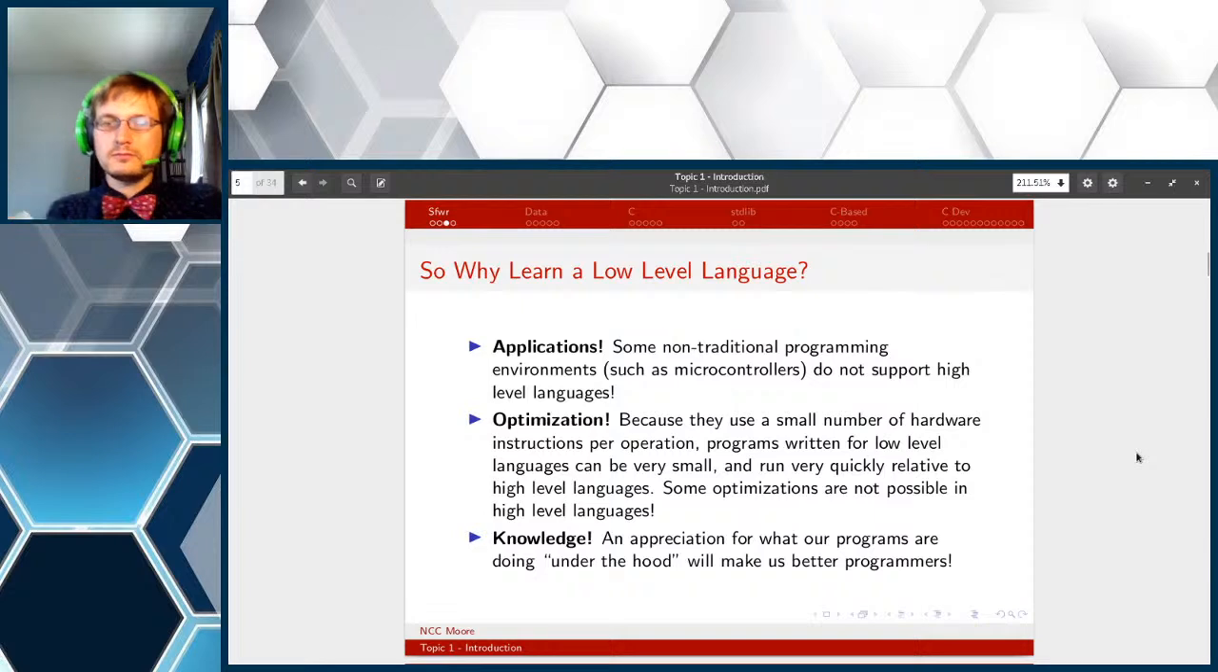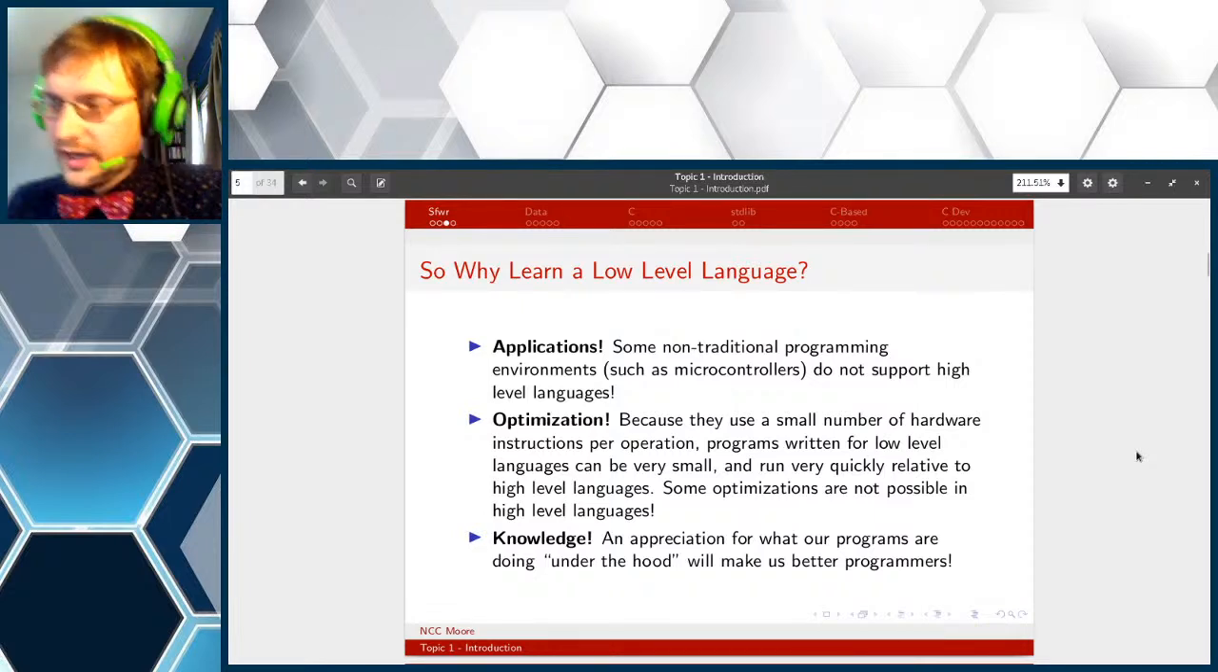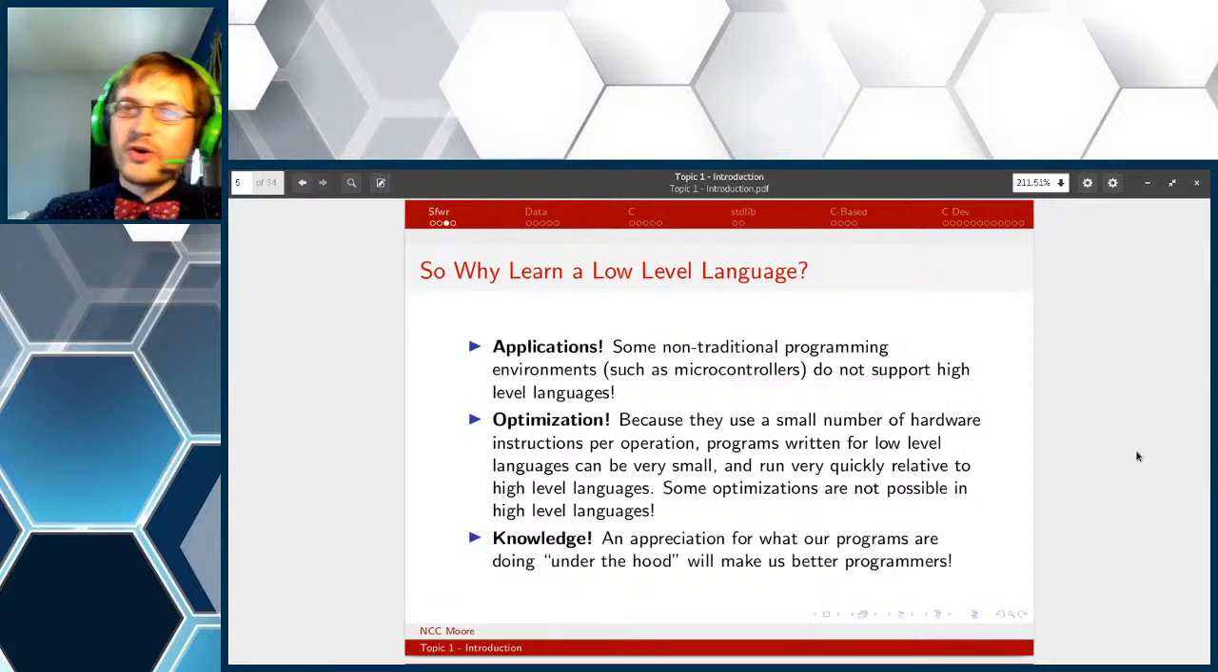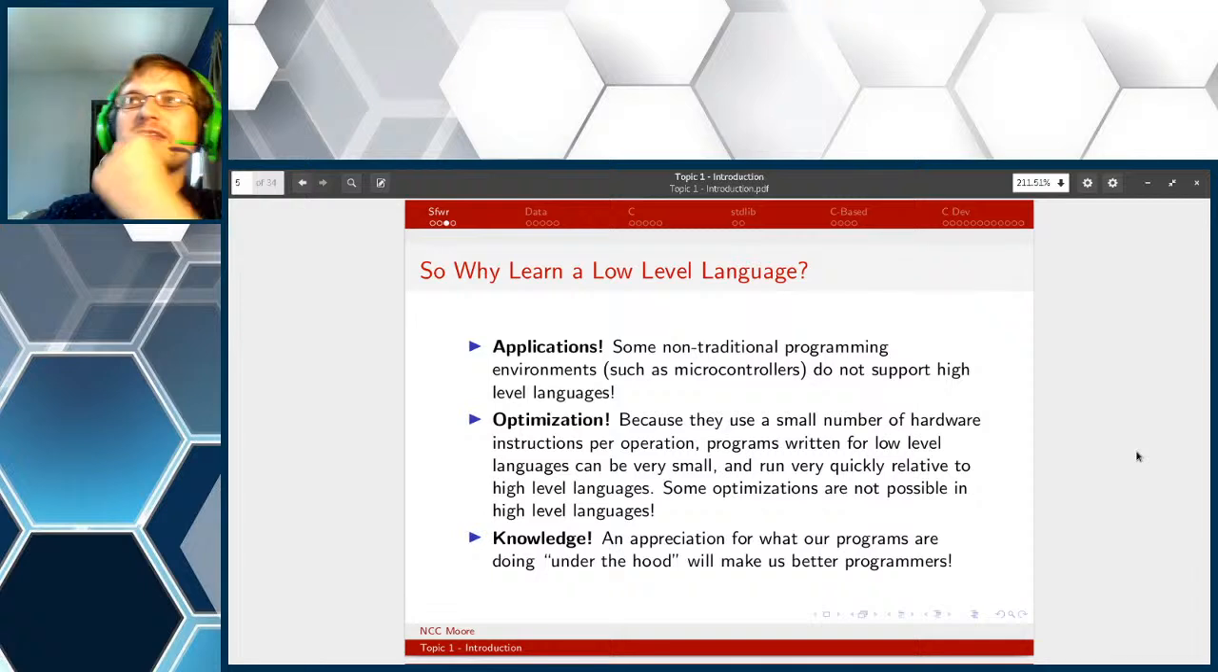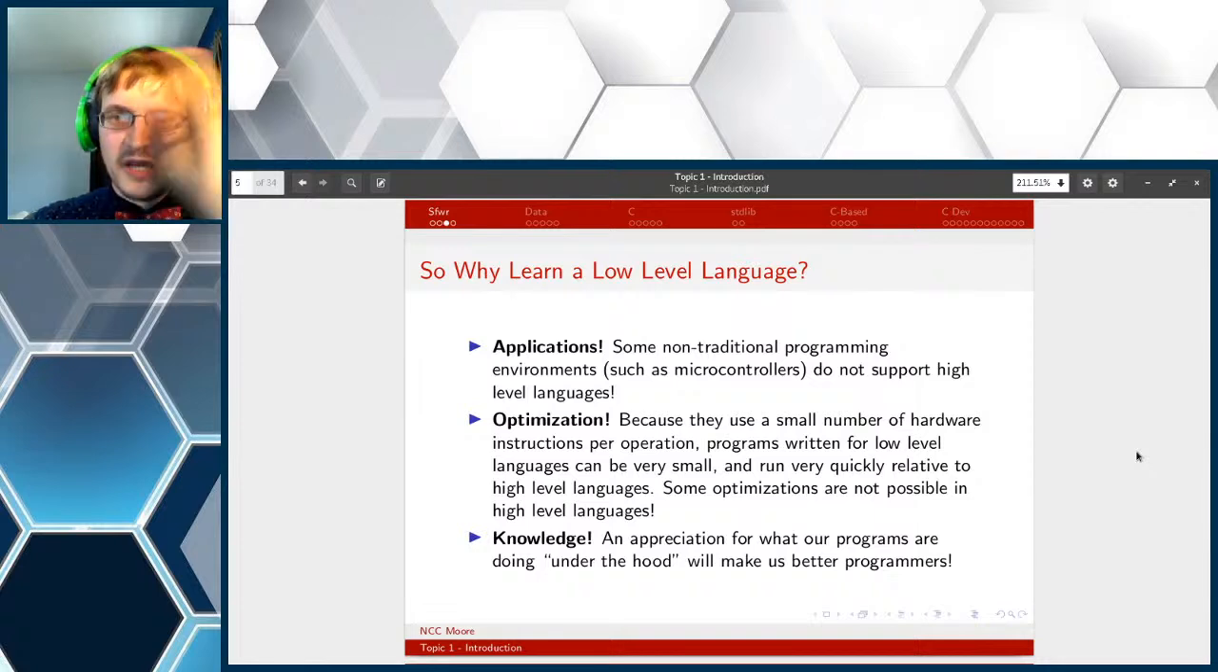So, why would you want to learn a low-level language? Because it's a required course, that's why. No. Don't think that way. That's a bad way to think about your education. Low-level languages have applications. Some non-traditional programming environments, such as microcontrollers, do not even support high-level languages.